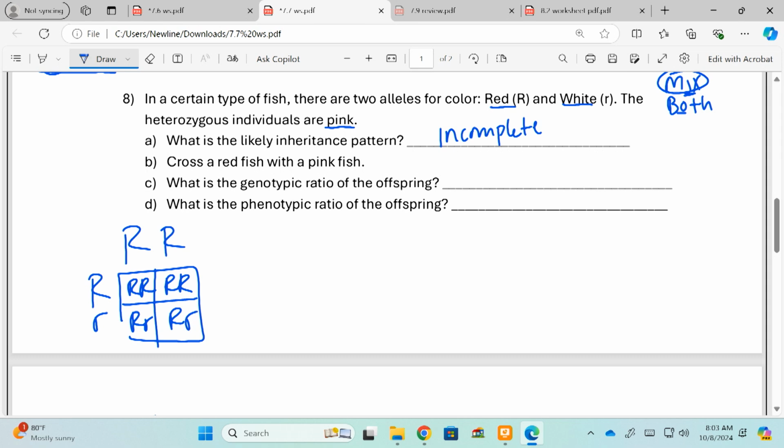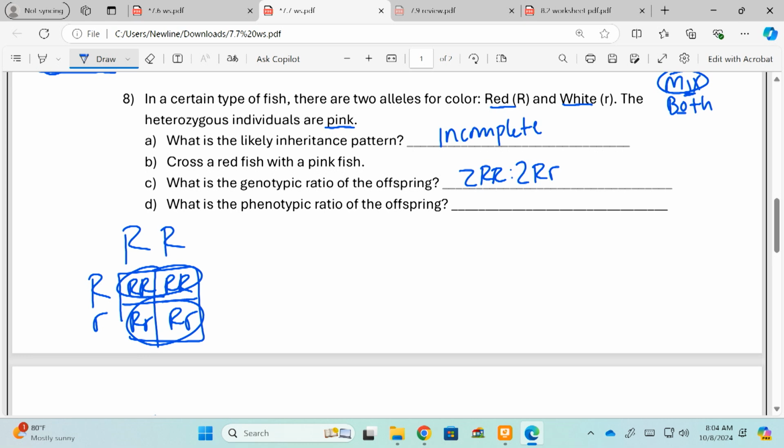Alrighty, what is the genotypic ratio? Okay, so the genotypic ratio, we got 2 of those and 2 of those. Again, if your teacher prefers you to simplify these, that's fine. You can write this as one-to-one. But to me, I think it's just a little bit easier to follow.